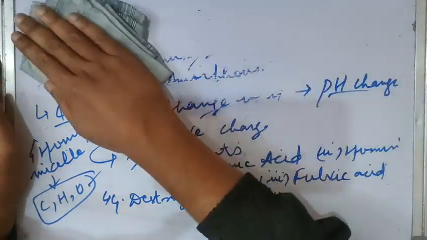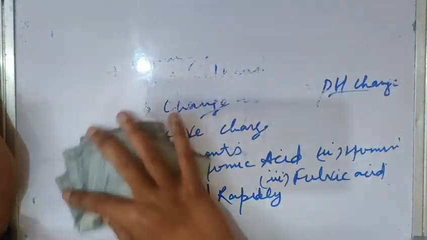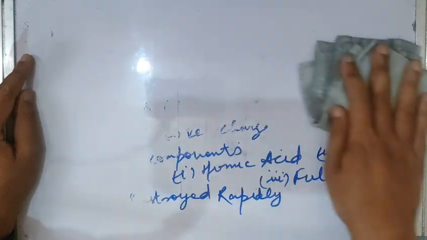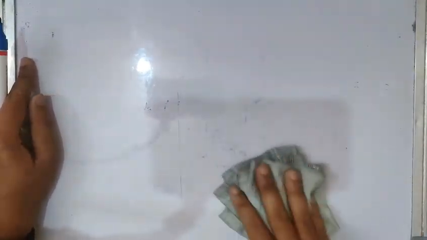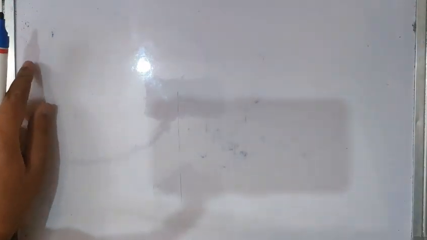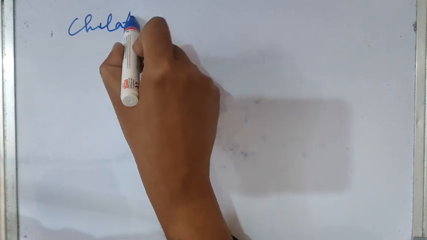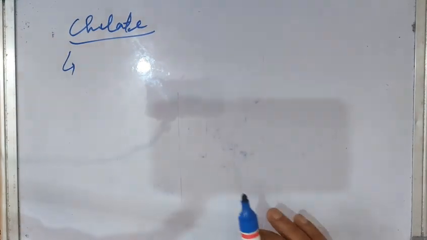Hope you understand it. So this was all about clay minerals and their types. Now moving on to the next topic, which was once asked in previous years, that is chelate and boron carriers. Sometimes they will ask you to explain the difference between chelate and boron carriers. So first of all, we should know what chelates are.